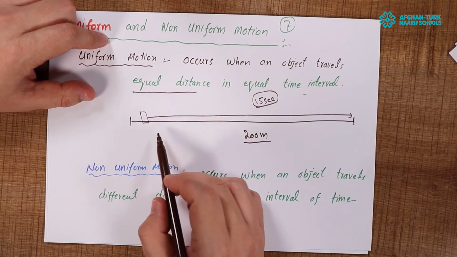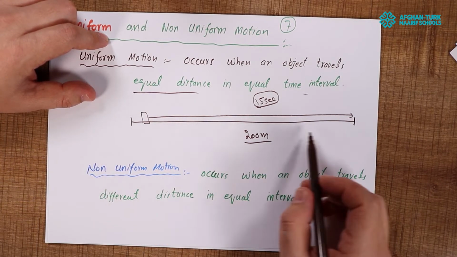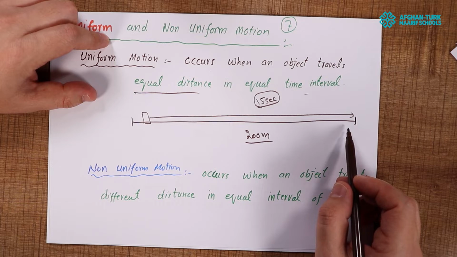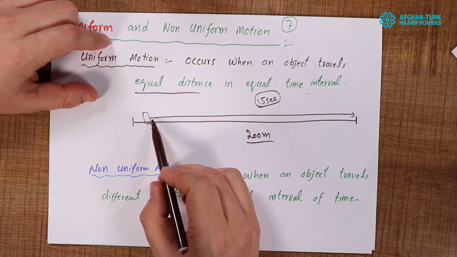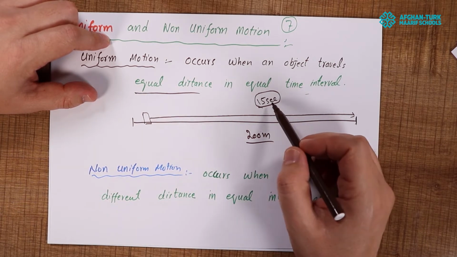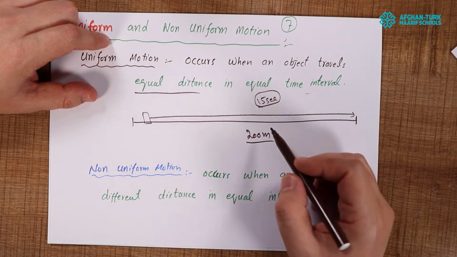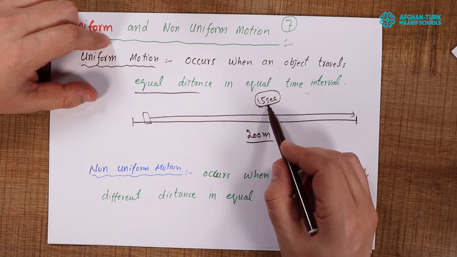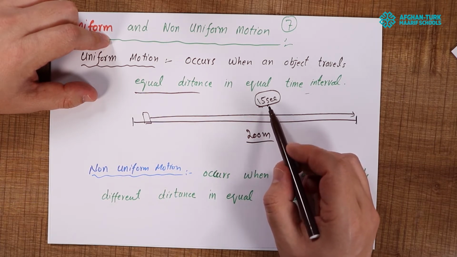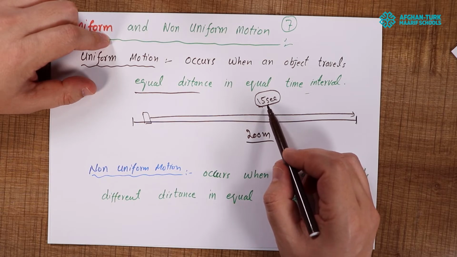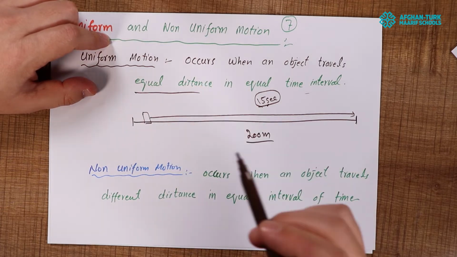Again, let's see the example. For example, if the total distance or displacement is 200 meters and the time given is 15 seconds, and you cover this 200 meters in exactly 15 seconds, then we can say this motion is uniform motion.